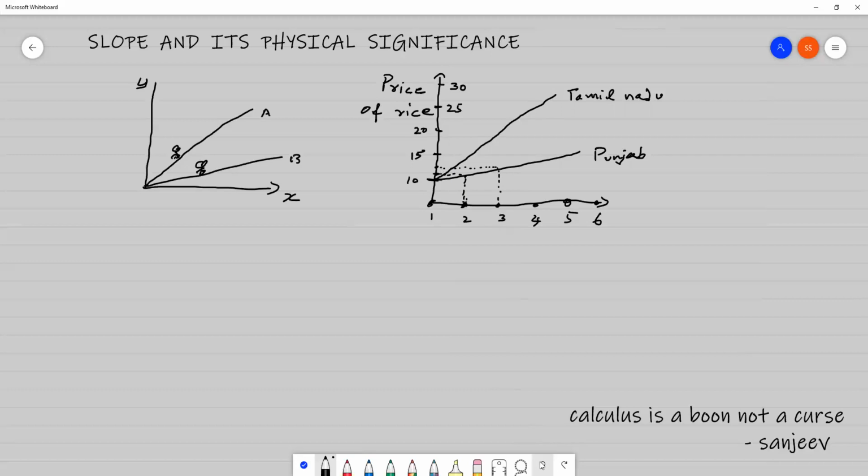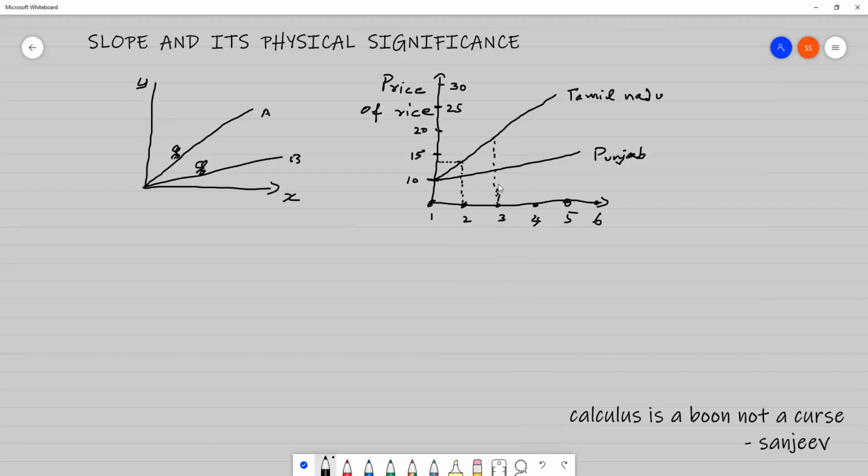Now, if we take the same instant in Tamil Nadu, let us see what happens. In Tamil Nadu, let us see how much the price increases in one day. On the second day, the price is somewhere around 30 rupees, approximately 30 rupees.